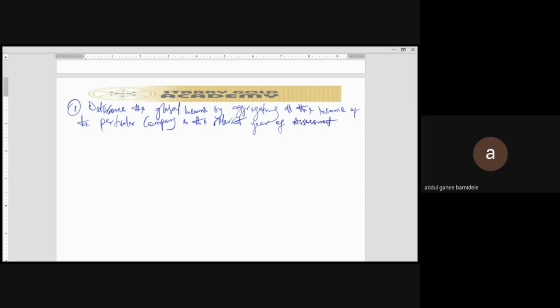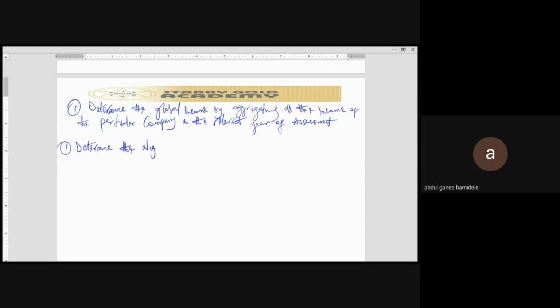One, we have to determine the global income by aggregating all the income of the particular company in the relevant year of assessment.